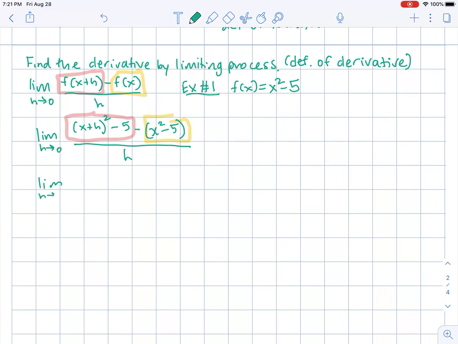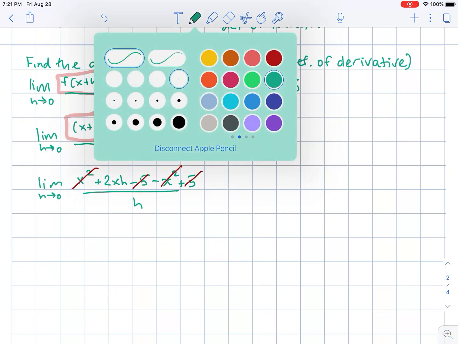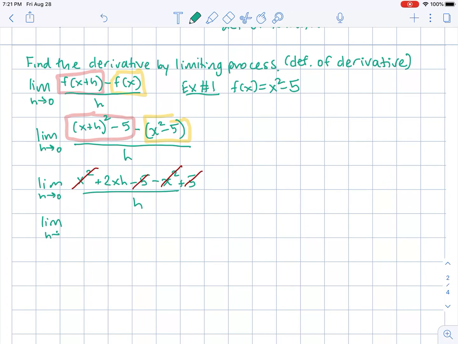There's nothing you can do to the bottom, but the top we can FOIL out. So what we try to do is come up with an expression where certain things should cancel out and simplify out. So here we see that, switch colors so you guys see this, the x squareds cancel out, the negative 5 and the positive 5 cancel out, and we're left with just limit as h goes to 0 of 2xh all over h, where the h reduces, and we get a limit problem with no h's in it.